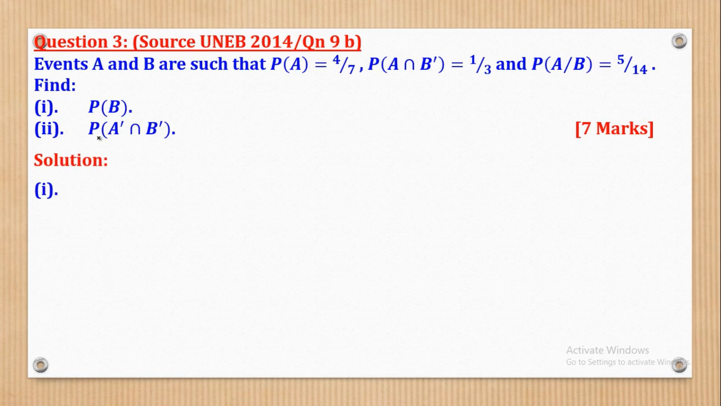So just start with Roman 1. We shall say that probability of A intersection B is equal to probability of A minus probability of A intersection B complement.